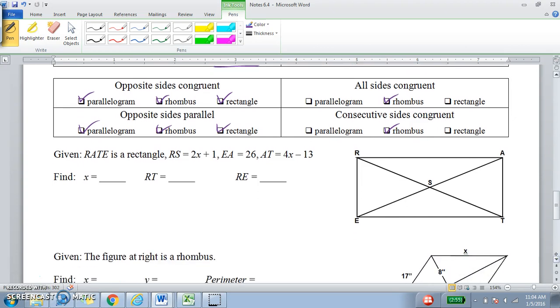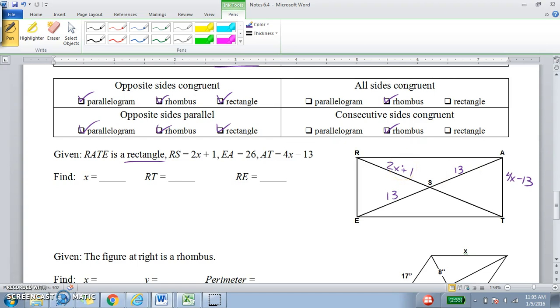All right, so an example. RATE is a rectangle, so we have to use what we know about rectangles to solve for these variables. We're told that this piece, RS, is 2x plus 1. EA, this entire diagonal, is 26. And since it's a rectangle, that means it's a parallelogram. So if this entire thing is 26, that means each piece is 13. So we can write 13 for each of those pieces, and it says AT is 4x minus 13.